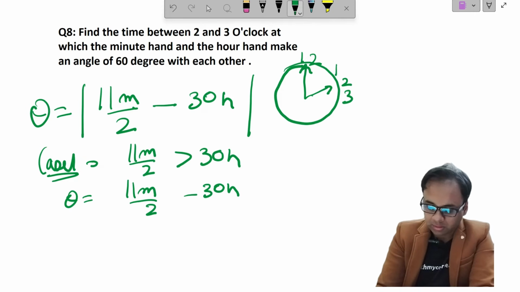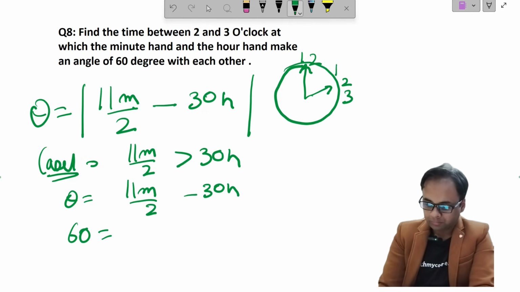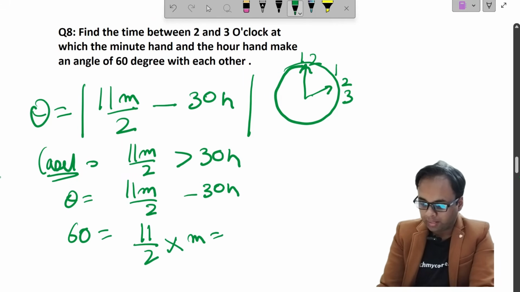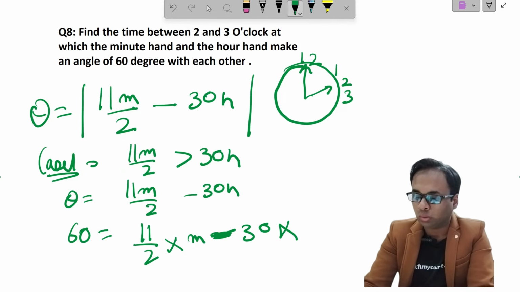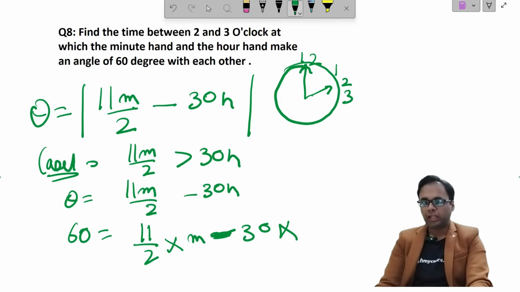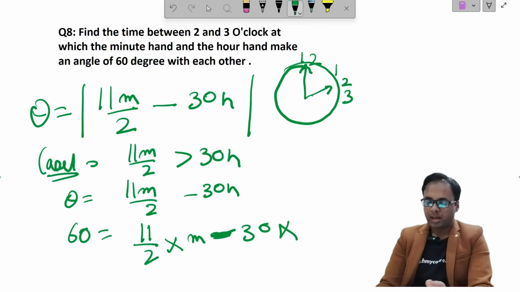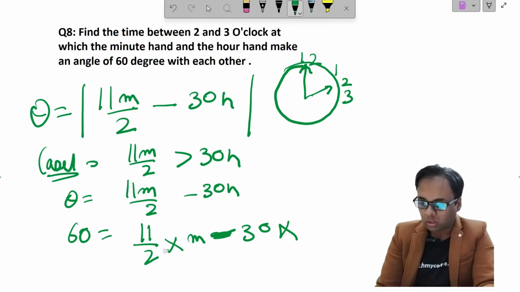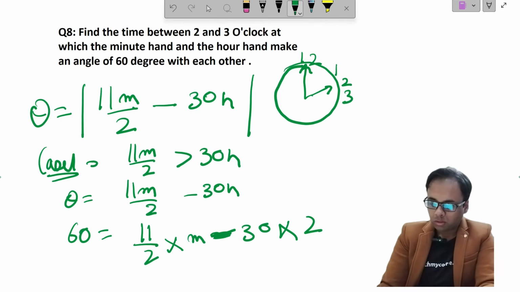What is theta given here? It is 60. Okay, and what is m here? We don't know, we have to find out. Then what is h? H is the base hour, which is 2 here, because we have to find out the time between 2 and 3 o'clock. H is the base hour. Okay, and m stands for the minutes after this base hour. Okay, so this is the basic which I am sharing with you. So now h is the base hour, h is 2 here.